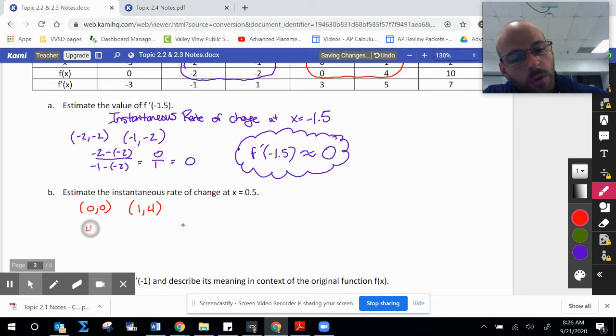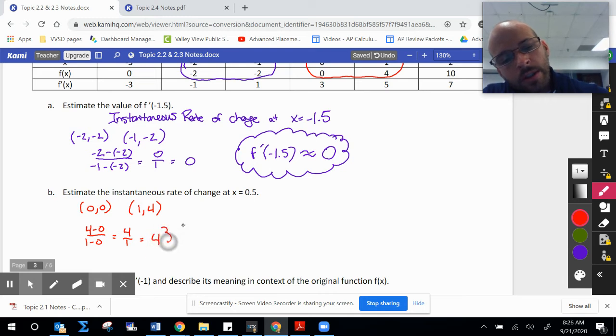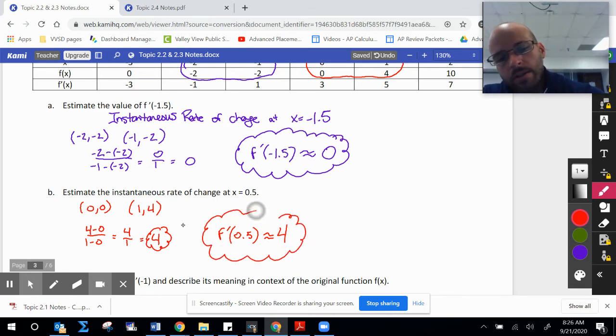So if I did 4 minus 0 over 1 minus 0, I get 4 over 1, which is just 4. So f prime of 0.5 is approximately 4. Okay, that would be my answer.